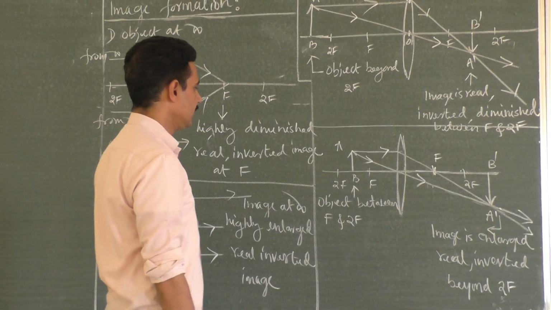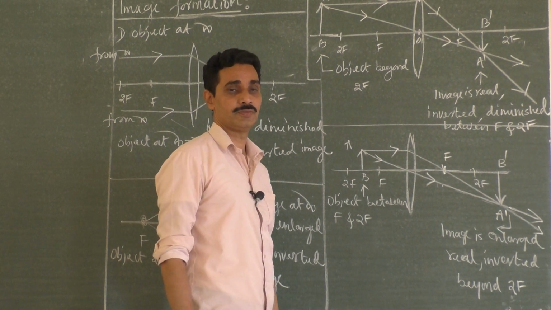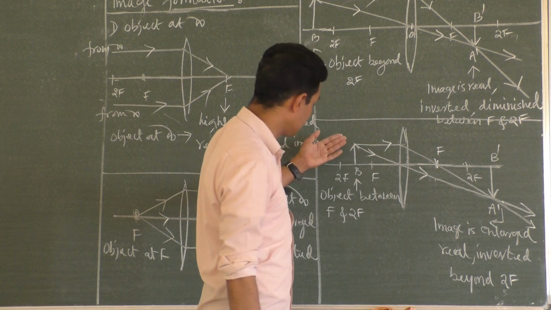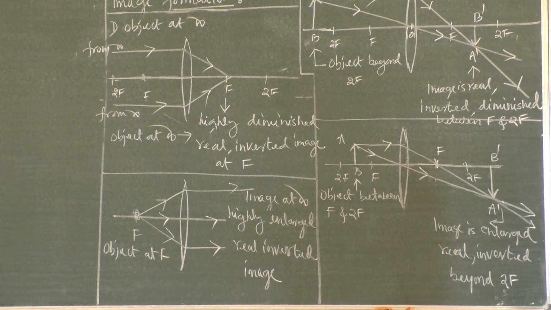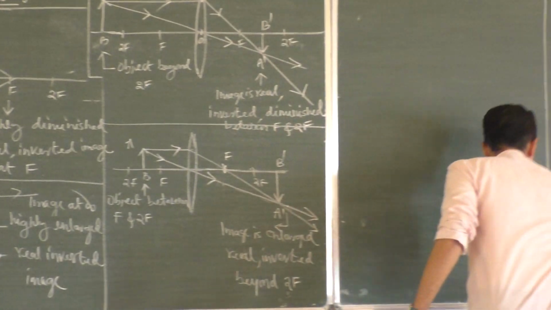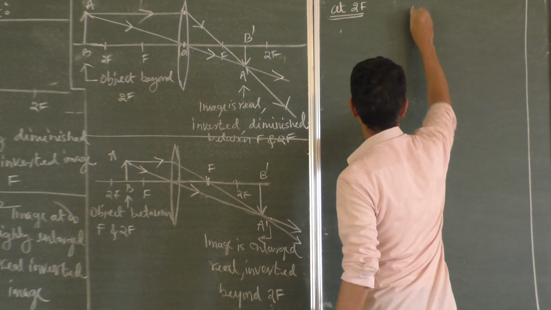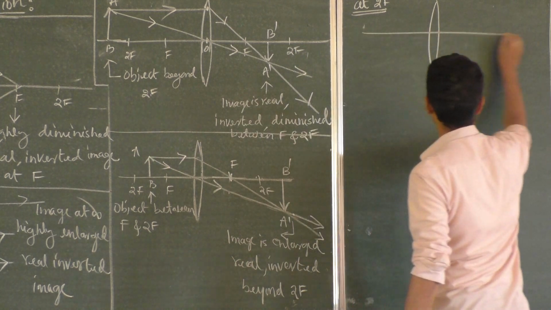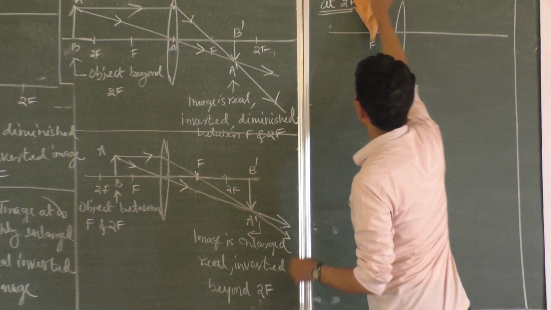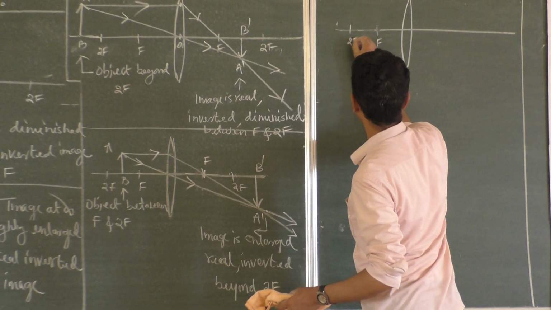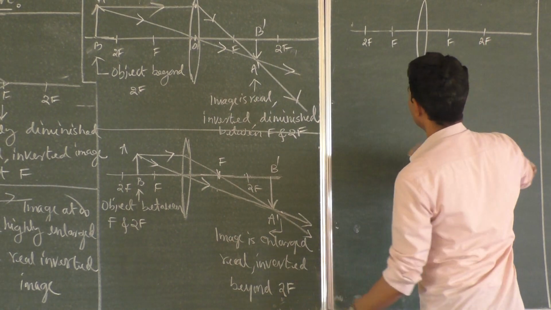Okay, now we will come to 2f. At C, in a concave mirror, remember, a same-sized image is formed at C. But here, in the convex lens, it is formed at the same distance but on the other side. So at 2f, shall we go to that? Object at 2f. So take a convex lens. This is f, and this is 2f, and this is f, and this is 2f.